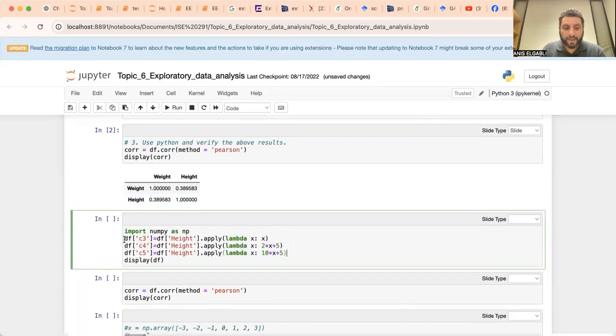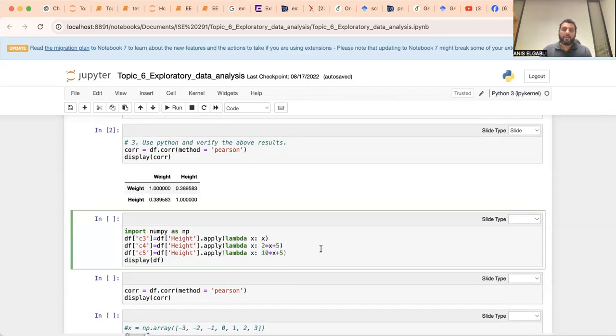For example, I created these three extra variables. I call them C3, C4, C5. This is exactly equal to the height. This is equal to 2 times the value of the height plus 5, and this is equal to 10 times the height plus 5. Each one of these variables is linearly related to the height. This is equal to the height. This is some constant times the height plus some other constant. And the same thing here, just the constant is different.